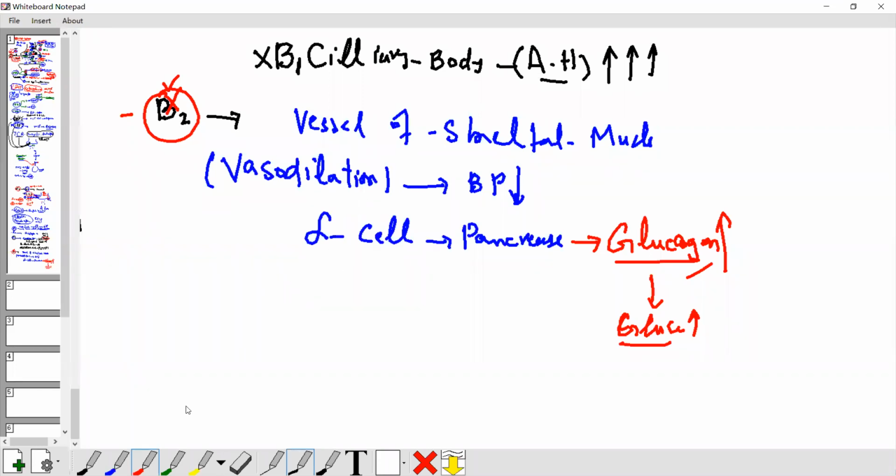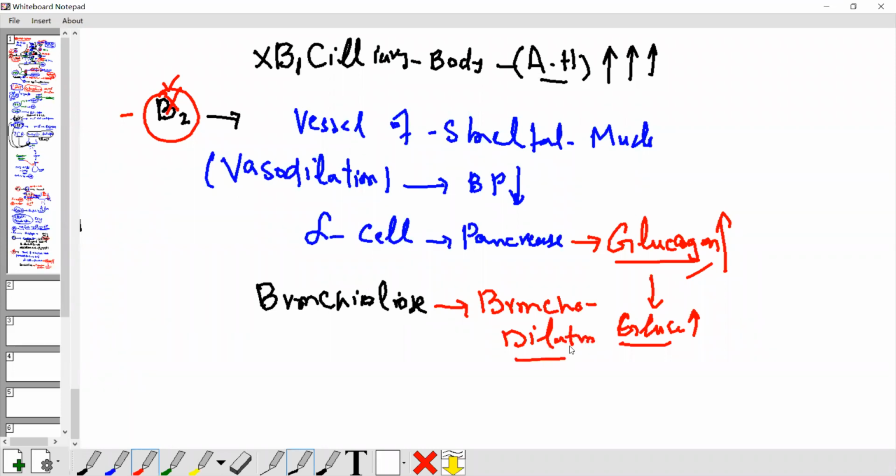Beta 2 receptor. Now another very important use. Beta 2 receptor is present on bronchioles in the respiratory system. A beta 2 receptor drug acts on the smooth muscle of bronchioles, causing bronchodilation. So it's good for asthma patients. Bronchodilation is good for asthma patients, yeah.